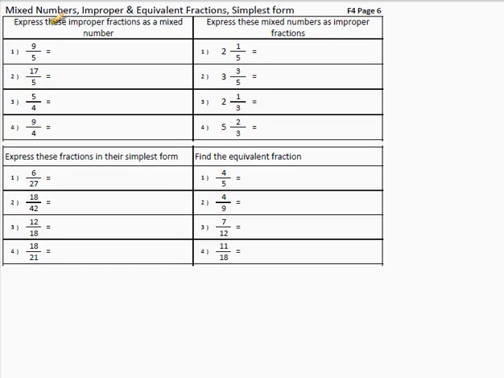Now, you already know how to express an improper fraction as a mixed number. You can do those. You know how to change a mixed number to an improper fraction, okay? Top heavy. Do that. Now, in my previous videos, I showed you how to simplify a fraction and how to do an equivalent fraction. So I'm not going to repeat that in this video, otherwise it gets too long. So pause the video and try to do this.